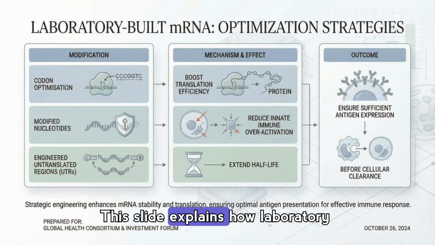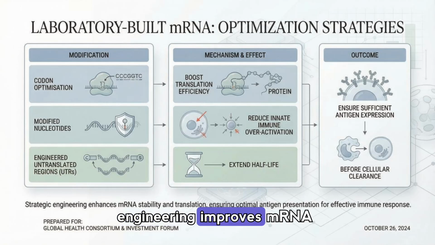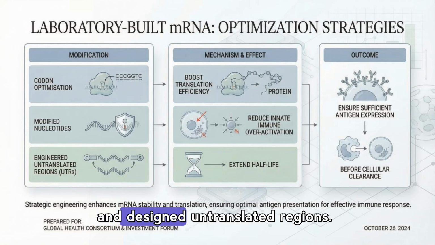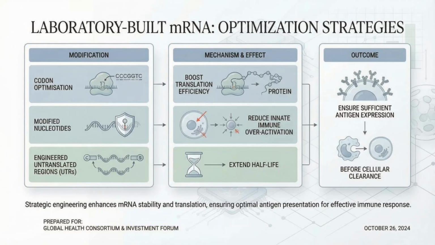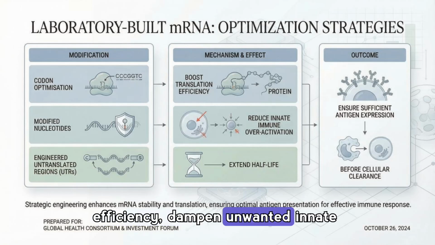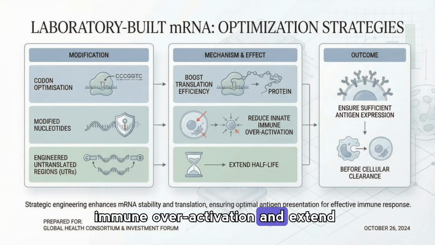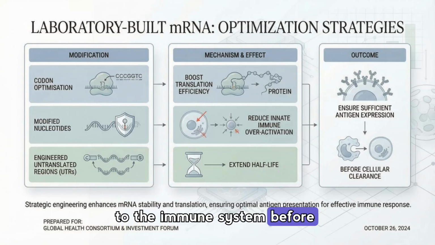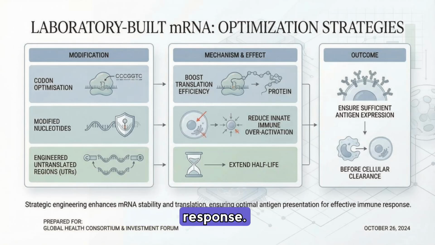This slide explains how laboratory engineering improves mRNA performance, focusing on codon optimization, modified nucleotides, and designed untranslated regions. These changes boost translation efficiency, dampen unwanted innate immune overactivation, and extend molecular half-life, ensuring enough antigen is produced and presented to the immune system before cellular clearance for an effective response.